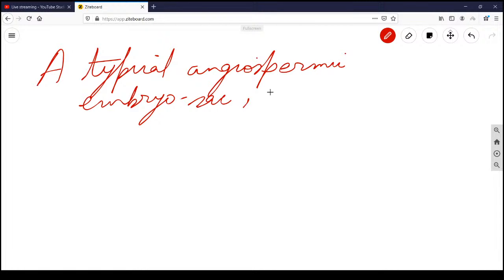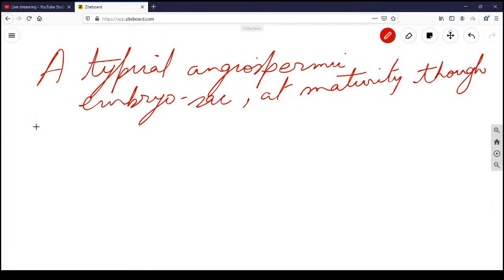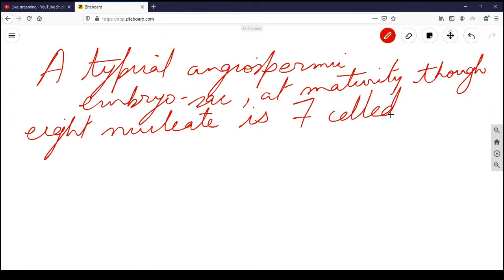At maturity, though it is 8 nucleate, it is 7-celled. Very important, because of the fusion of the two cells, one coming from the chalazal end, one coming from the micropylar end at the center, forming the specialized secondary nucleus.